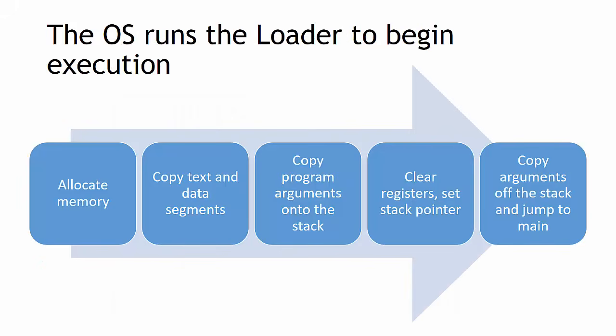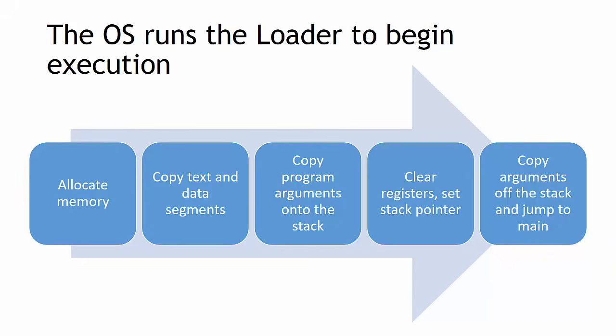Finally, once we have our executable, the OS is going to run a program called the loader to begin execution. So it goes through a series of steps to do that as well. First, it's going to allocate some memory in the main memory for our program, based on how much space it needs for our text segment and our data segments. And then it's going to copy the text and data segments into their respective places in the memory image.